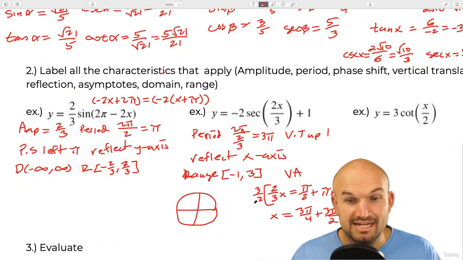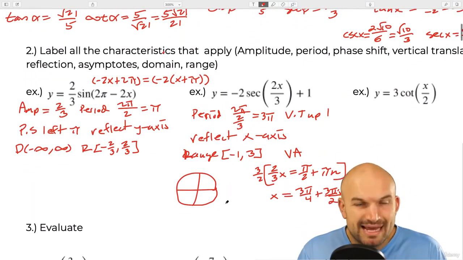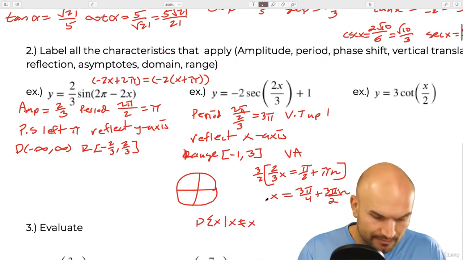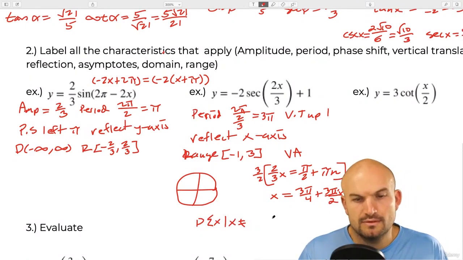So there you go. That is going to be your vertical asymptote. And the domain is just going to be all real numbers except for that value. So it's going to be all values of x such that x cannot equal 3 pi over 4 plus 3 pi halves n.